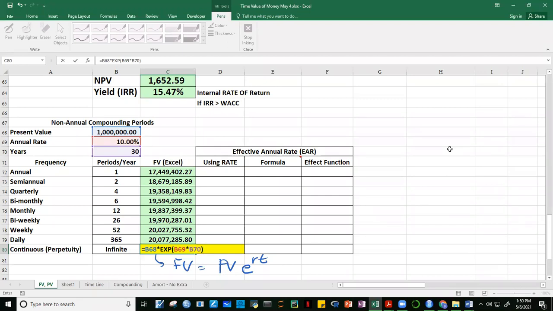Okay, what do you get, guys? It should be greater than yung daily. Did you get an amount greater than the daily? I'm getting 20,085. Okay? All right, thank you. Good. Good. So nakita natin guys na mas maganda from an investor perspective, siyempre mas maganda yung continuous compounding.